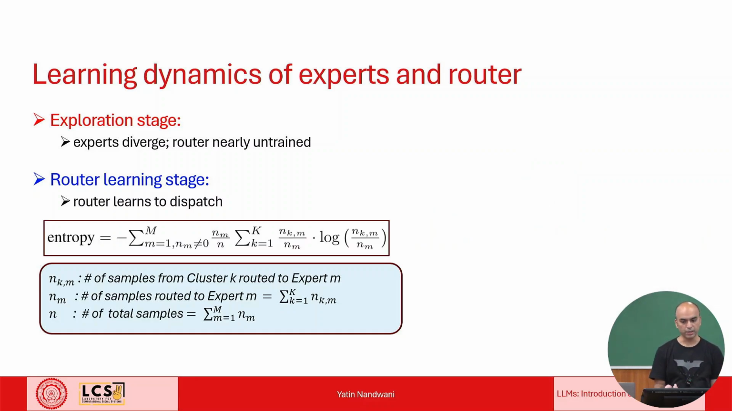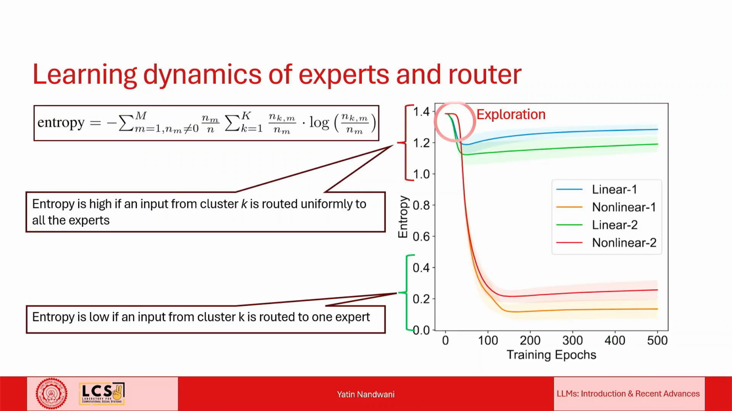And when they plot entropy with respect to the training epochs, they see that initially entropy is quite high, meaning that the router is routing equally to all the experts, right? It's assigning almost equal probabilities to all the experts for a given token, and then as the learning progresses, the entropy reduces. This reduction in the entropy essentially demonstrates that now the router is routing a given sample to only one of the experts, right?